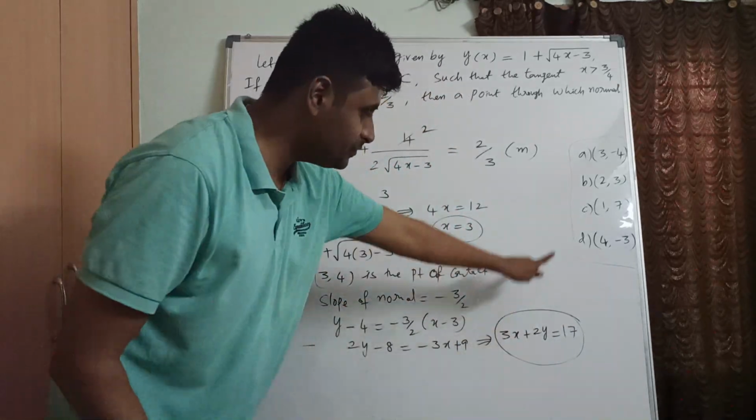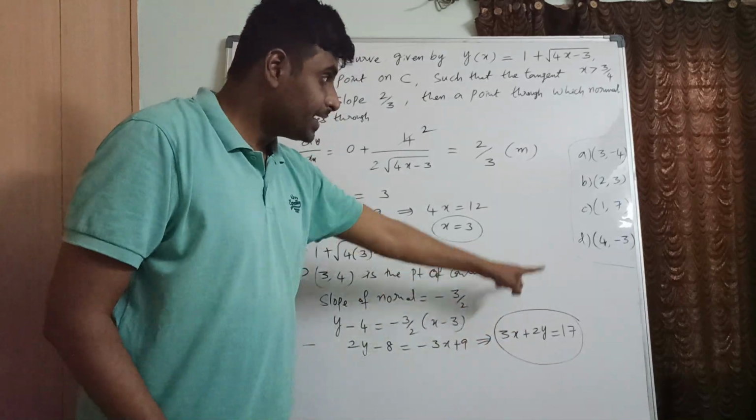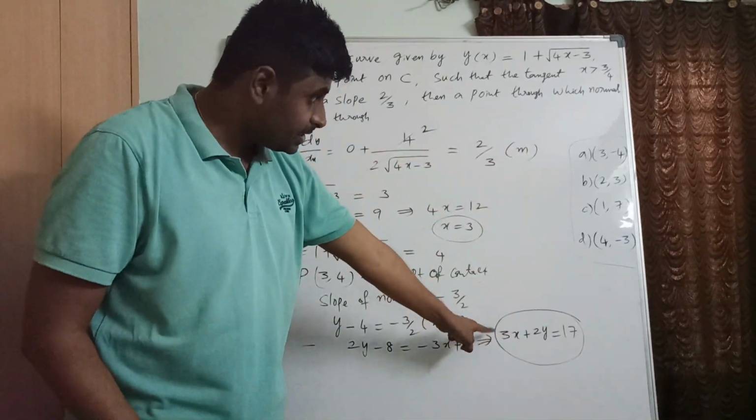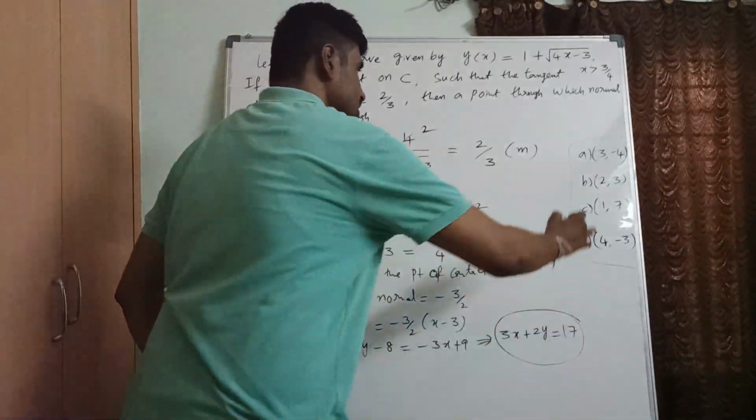That's it. Just verify the option. Which of the following points satisfy this? Can I put 3 comma minus 4 here? 3 3s are 9, 9 minus 8 is 1, not 17. So this is not correct.